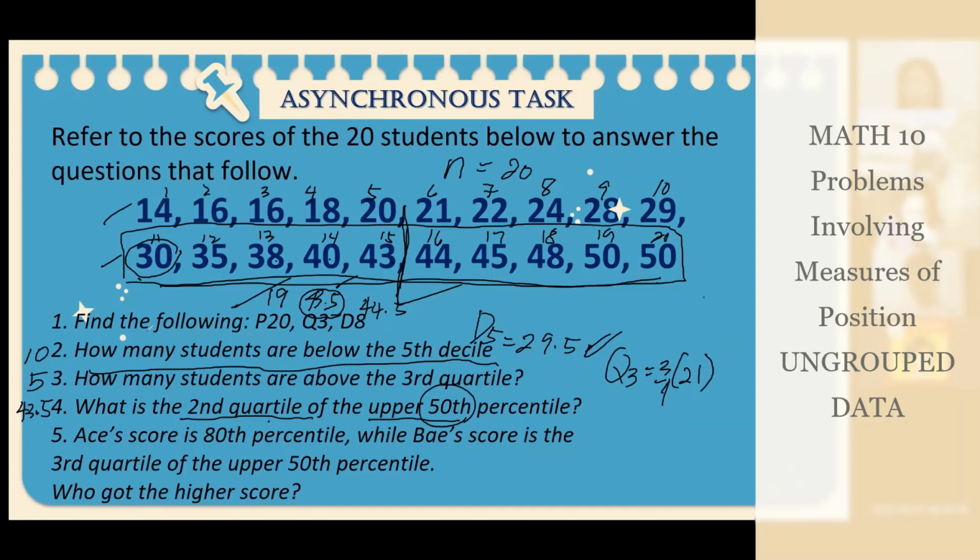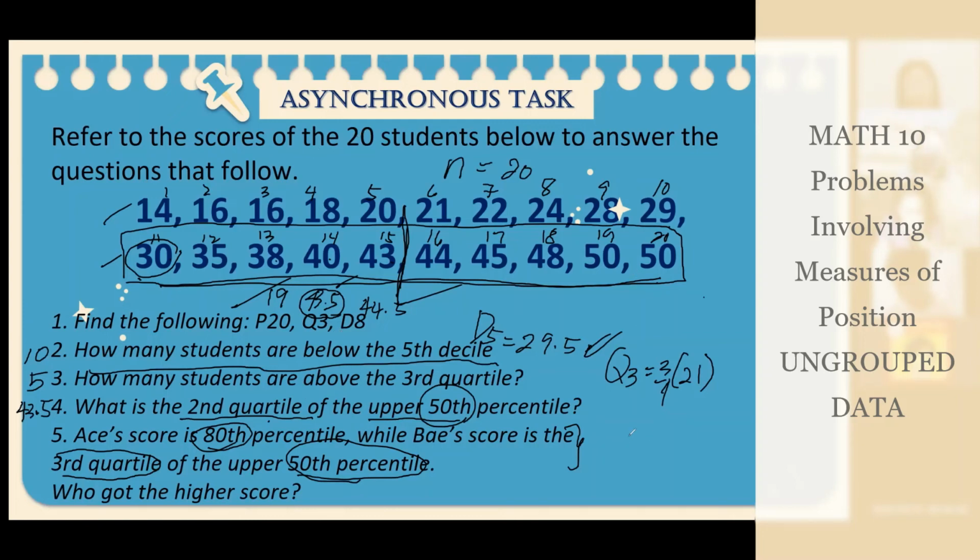Now, number 5. Si A score is 80th percentile while B score is the third quartile of the upper 50th percentile. So, that's math. Ganyan ang math eh. Nililito lang kayo. It's testing your analysis. Logical reasoning also. So, let's get the score of A's. It's P80. Yes. Na-solve. Hindi pa natin na-solve pala yun.